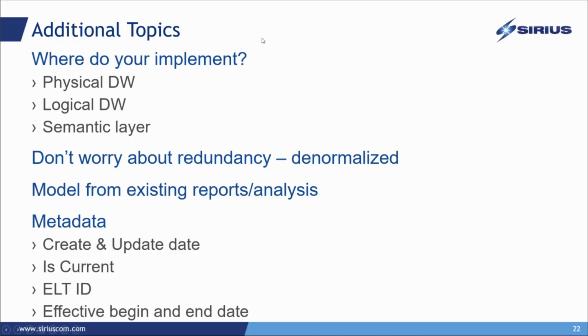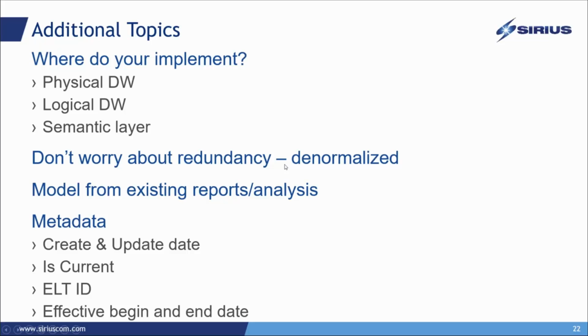Some additional topics: where do you implement? If you were to have asked me this question 15 years ago, I would have said your physical data warehouse needs to be a star schema. Now with the compute and storage capabilities that we have, you may not necessarily implement your dimensional model in your physical data layer, but I think you should, whenever you're presenting data to your end users, except for perhaps your data scientists, but just your normal data consumer or analyst, present that data to them in a dimensional model. And you can do that in either a logical data warehouse or in a semantic layer. So not so cut and dried anymore that you're going to have a physical dimensional data warehouse.